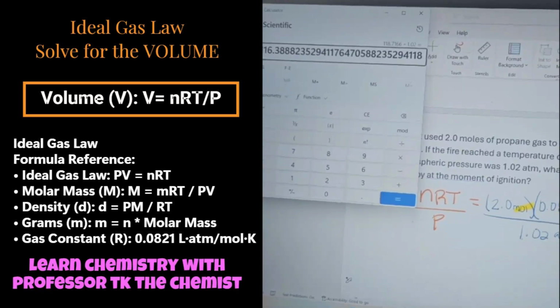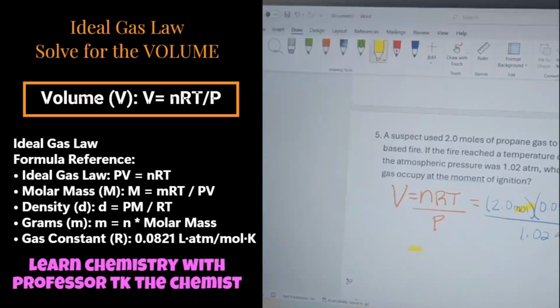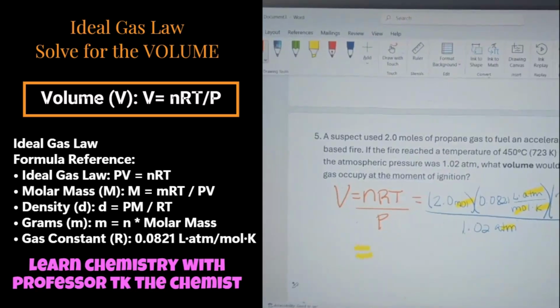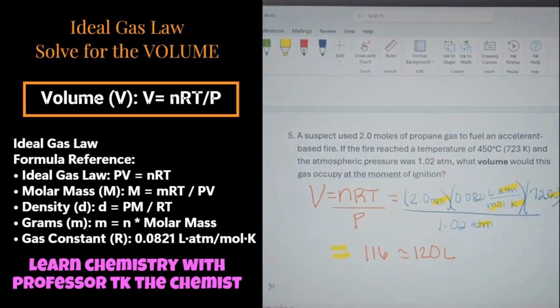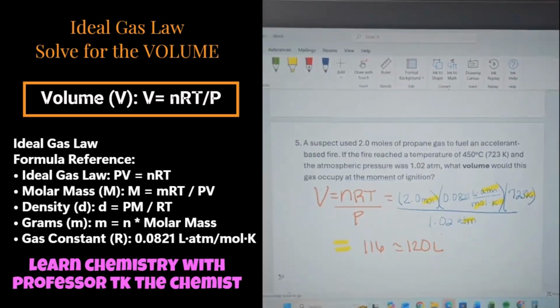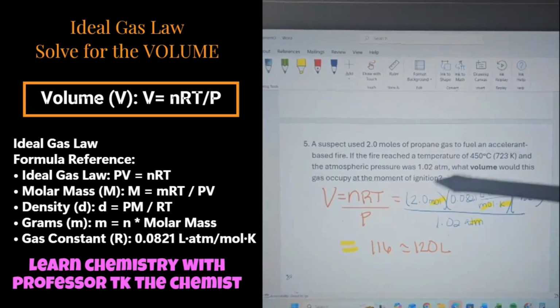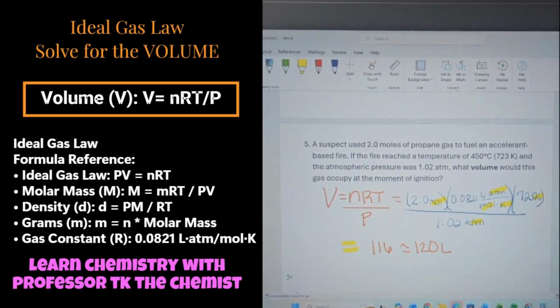116. Now, if your teachers say, keep the sig figs in check, 116, okay, for your volume, would actually become 120 liters because 2.0 has the least amount of significant digits. All right. So this is why you would want to make sure that you look at your sig figs. And if your sig figs are very important, then 2 significant digits is what you will work with. 120 gives you your 2 sig figs.